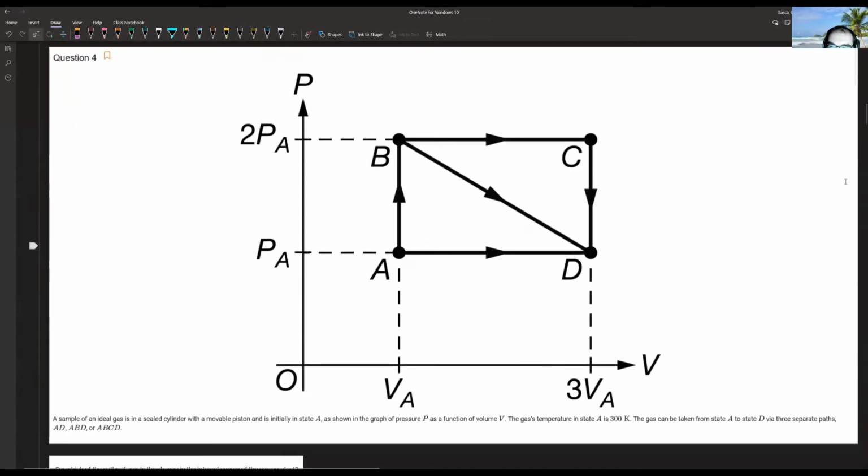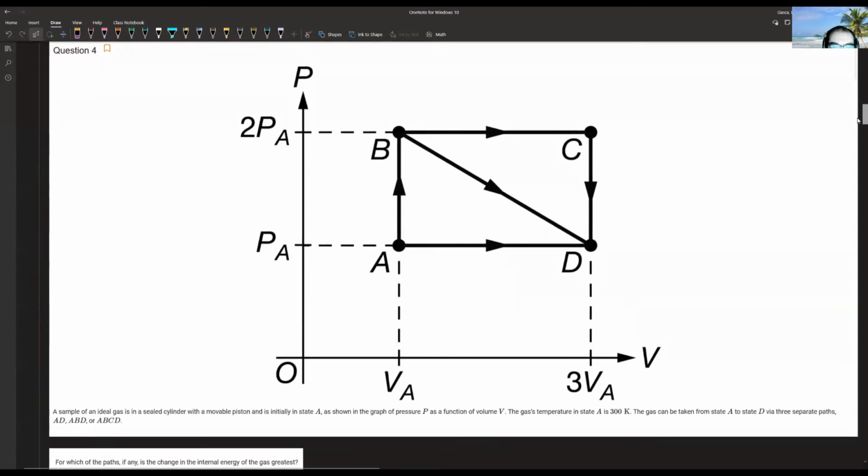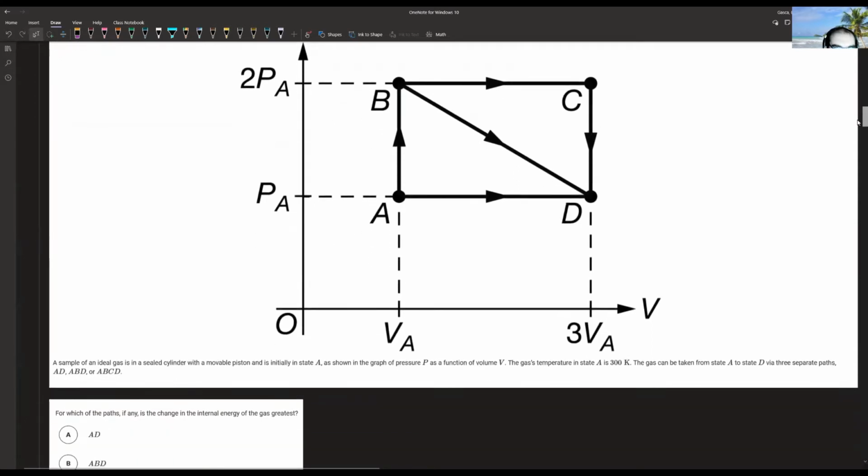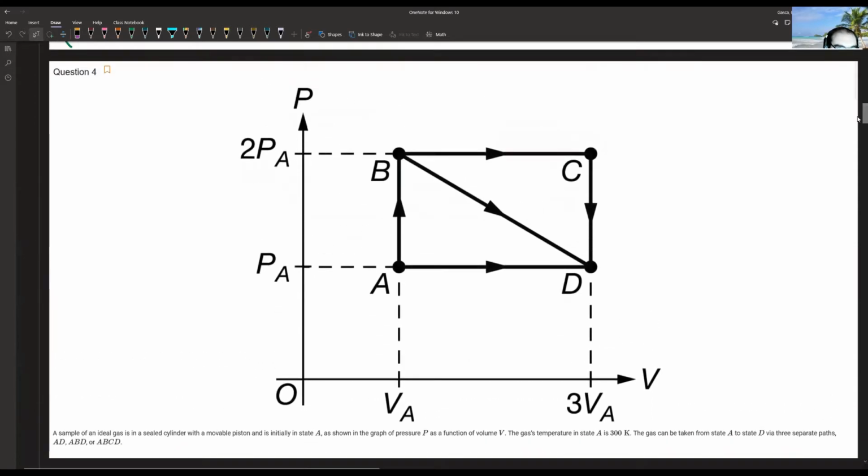We have a PV diagram, and our pressure is going to vary from PA to twice that value at B and at C. And then when we go to D, the pressure will return back to the original value at A, but it now has 3 times the volume. It reads, a sample of an ideal gas is in a sealed cylinder with a movable piston and is initially in a state A, as shown in the graph of pressure as a function of volume. The gas's temperature in state A is 300 Kelvin.